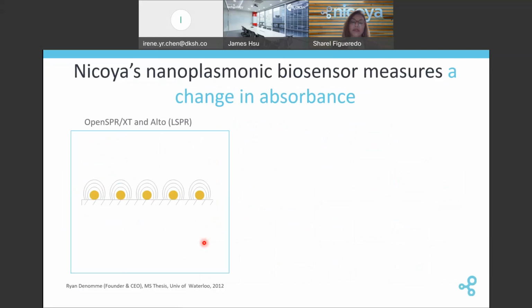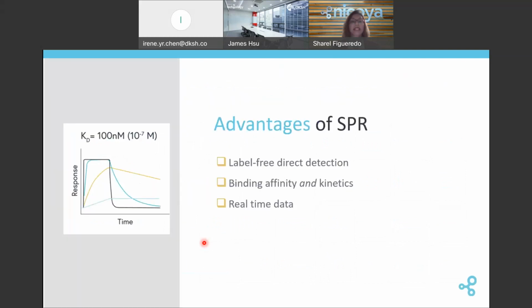Now, surface plasmon resonance provides several advantages. Label-free direct detection of biomolecules in a real-time manner. You get binding affinity and kinetics information such as the rate of association and the rate of dissociation.